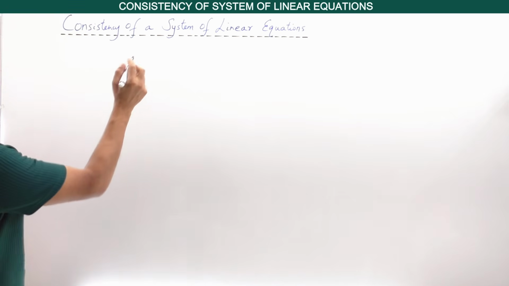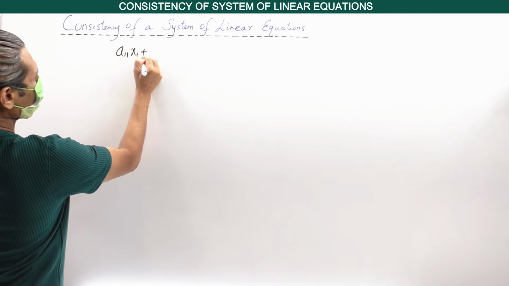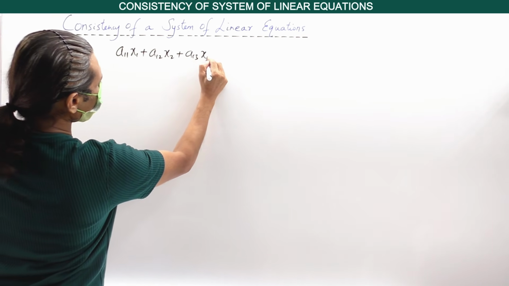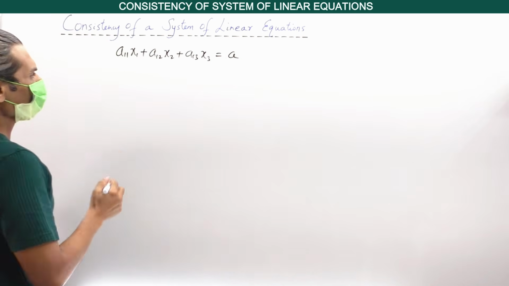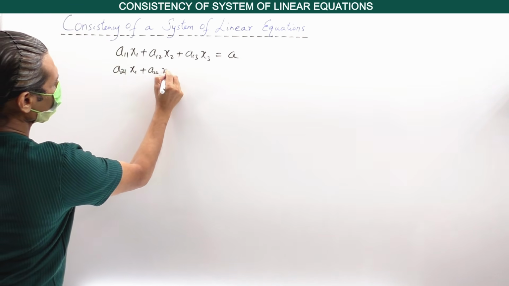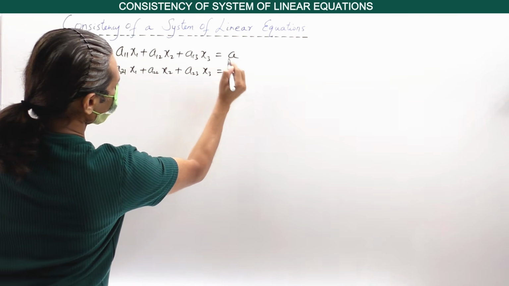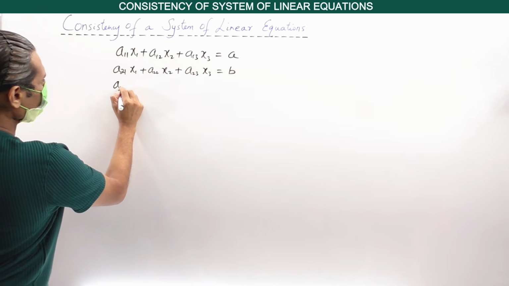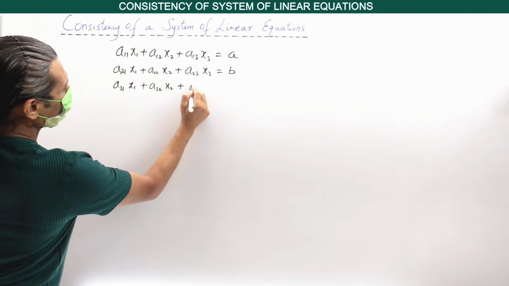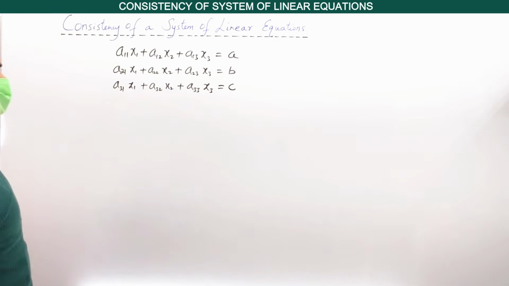So let the system of linear equations be: a11 x1 plus a12 x2 plus a13 x3 is equal to a. Next, a21 x1 plus a22 x2 plus a23 x3 equals b, and a31 x1 plus a32 x2 plus a33 x3 equals c.